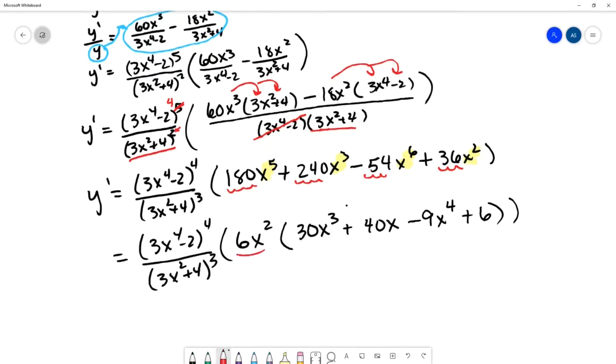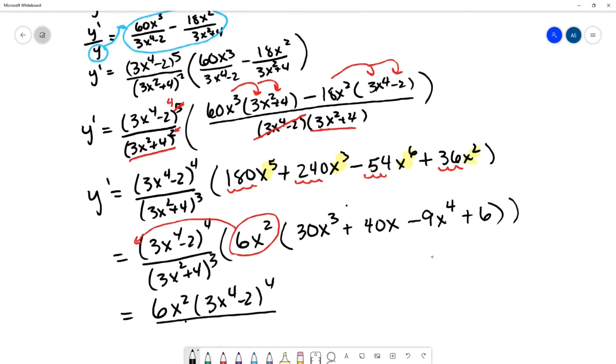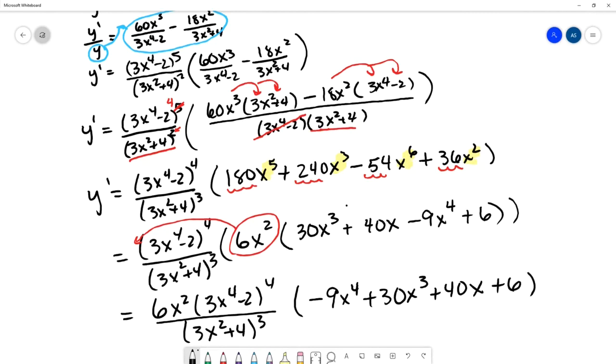So now I can move this 6x squared to be with this other group. So 6x squared times 3x to the fourth minus 2 to the fourth over 3x squared plus 4 cubed. And let's write that in descending order. We would have negative 9x to the fourth plus 30x cubed plus 40x plus 6.